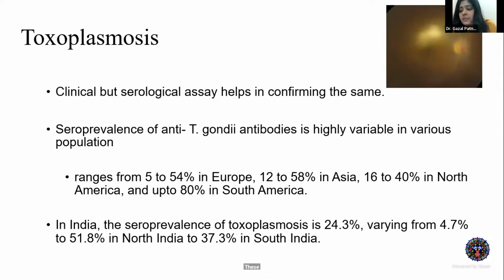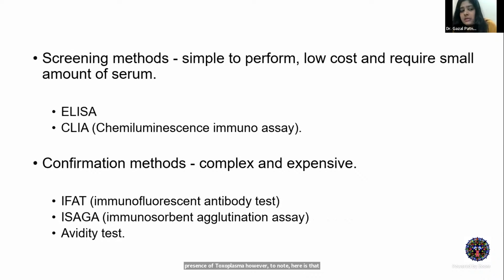Coming to toxoplasma, the diagnosis is mainly clinical, but serological assay helps in confirming the presence of toxoplasma. However, to note here is that the seroprevalence differs with geographical areas, and screening tests include ELISA and chemiluminescence immunoassay. These tests are very simple to perform, low cost, and require a small amount of serum. Other tests are the immunofluorescent antibody test, immunosorbent agglutination assay, and avidity test. These are very complex and expensive to perform.